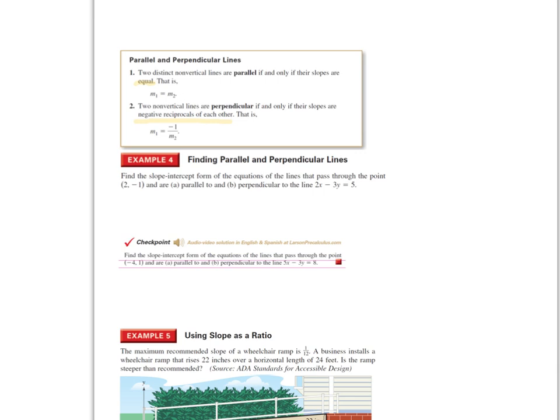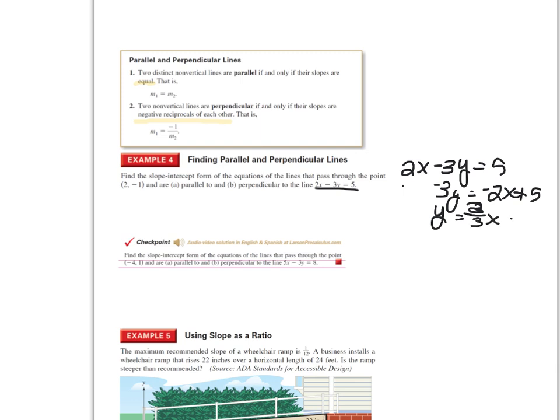So let's look at slopes. Let's go to this next problem. Find the slope-intercept form of the equations of the lines that pass through the point (2, -1) and are parallel and then are perpendicular. Remember, to make a line, you have to have a slope and a point. So I need to go to this equation right here and solve it so I know what the slope is. So -3y equals -2x plus 5. So y is equal to, when you divide, 2/3 x minus 5/3.